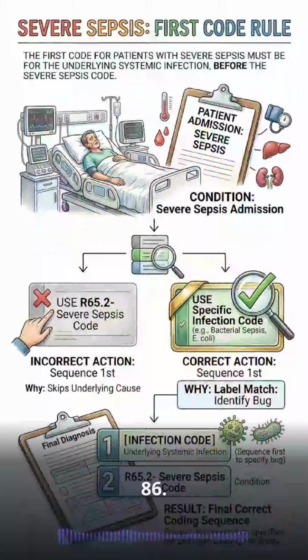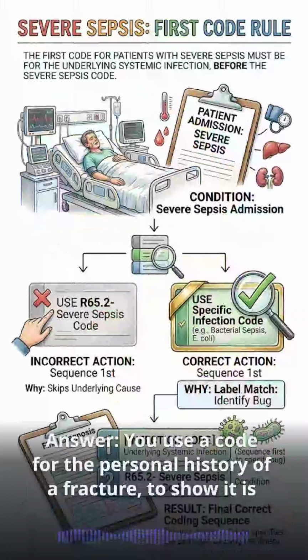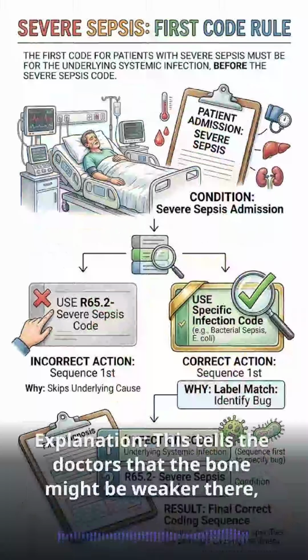86. What is the code for a patient who has a history of a broken hip 3 years ago? You use a code for the personal history of a fracture to show it is healed. This tells the doctors that the bone might be weaker there, but it is not a new injury.